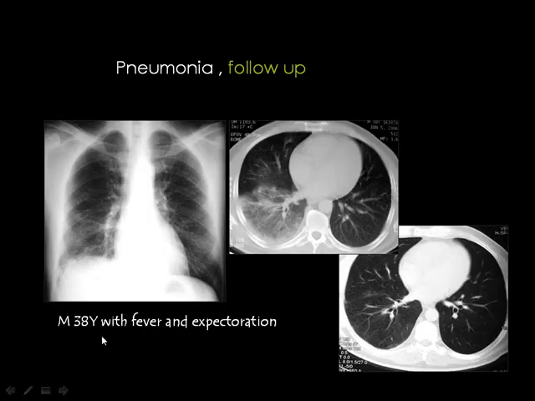Then this is the pneumonia in a male patient, 38 years old, with fever and expectoration. You got some veiling in the right lower lung zone. By CT, you can see consolidation with air bronchogram. After treatment with follow-up, you get clearance of the lesion.